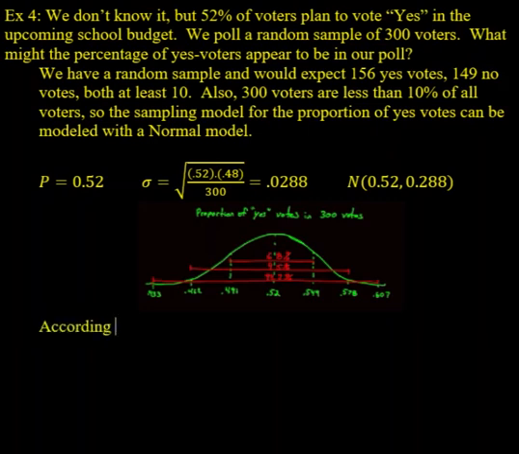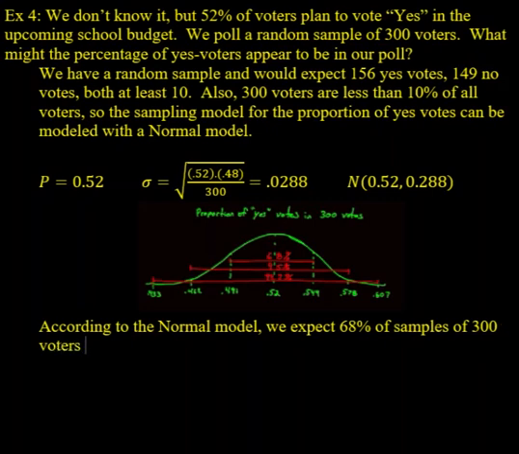According to the normal model, we expect 68% of samples of 300 voters to have proportions of yes votes between 0.491 and 0.549.